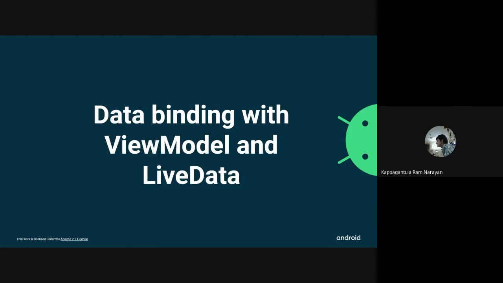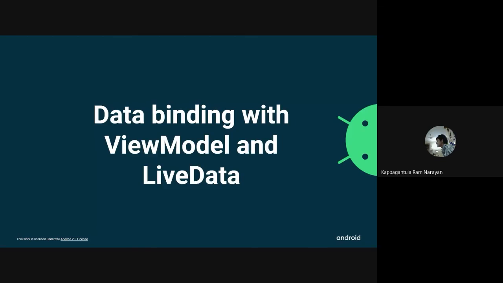Now when it comes to live data, again simple. Again, you're going to use the data binding only. All the live data objects that you use inside your class, you can add references to them using data binding in your XML file. So that's all.